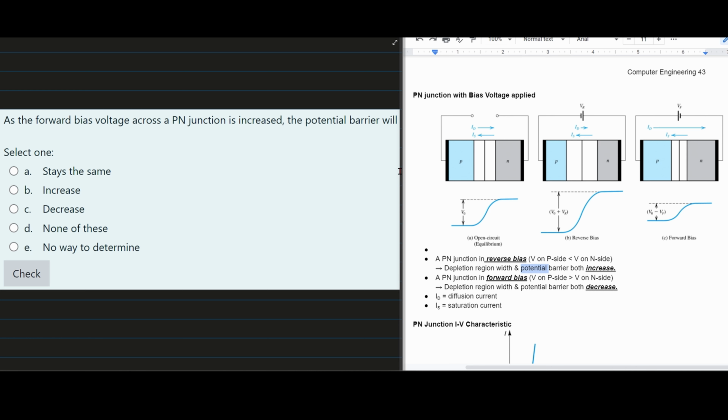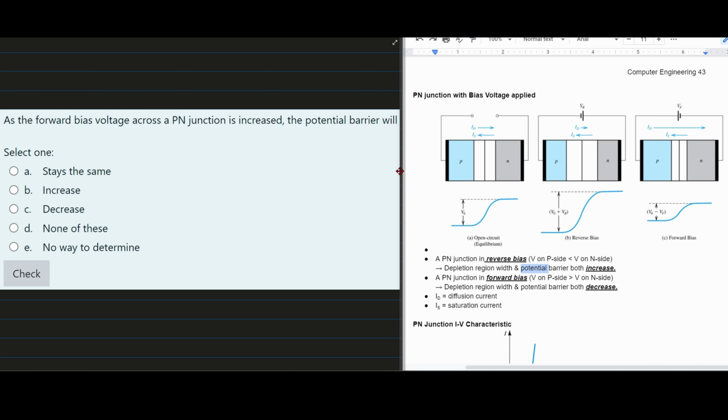So we have an open circuit, and this is at our equilibrium. The next is when we have a reverse bias. And a PN junction in reverse bias is when we have our V on the P side, going through like this, and then this is less than the voltage on the N side. So the P side is actually like this, and then our voltage side like that. So I got it mixed up. So the V on the P side is going through like this, it's our ID. The voltage on the left side going through here is our IS.